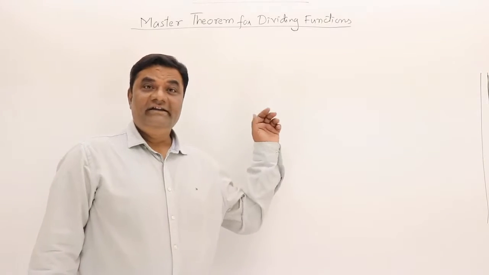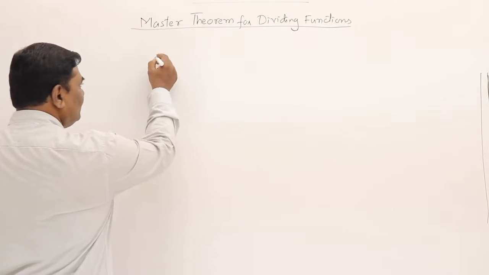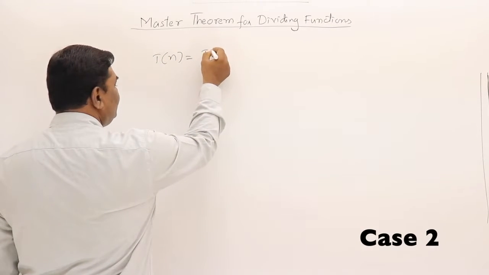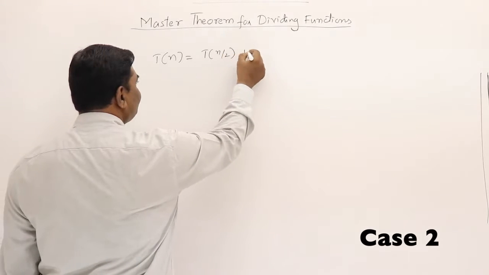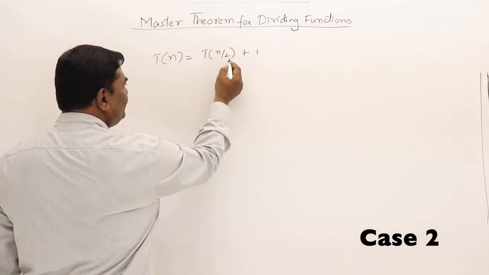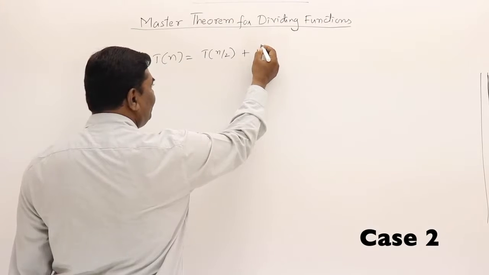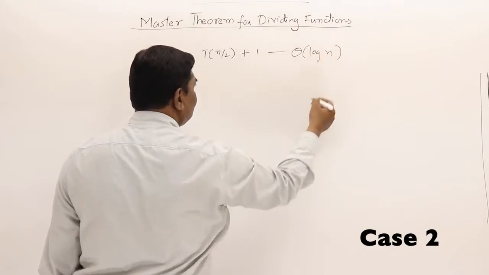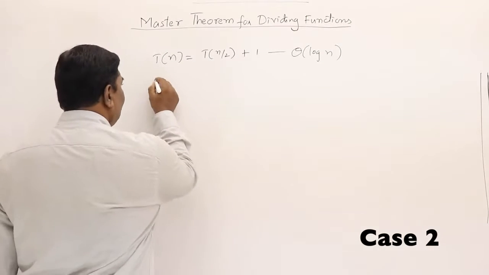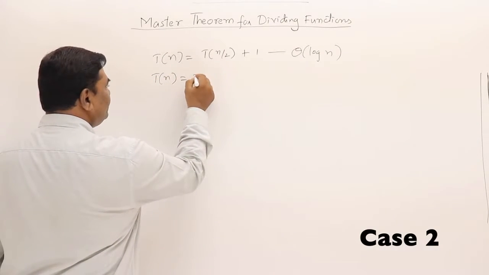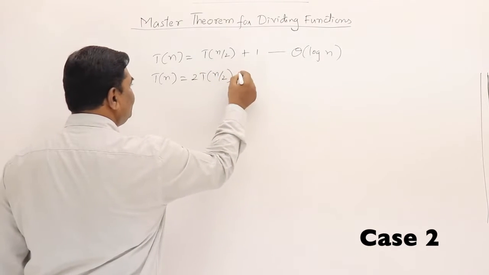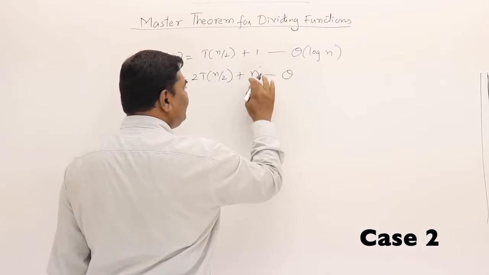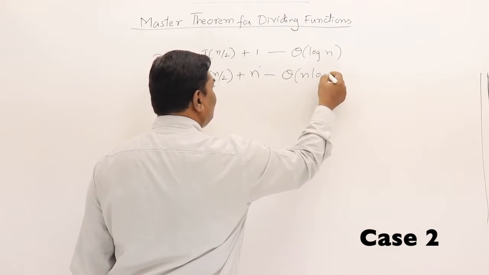Now let us look at case 2. T(n) = T(n/2) + 1. Log 1 base 2 is 0 and this is also n^0. So this is Theta of log n. Next, T(n) = 2T(n/2) + n. Log 2 base 2 is 1, n^1. So take this as it is and multiply by log n.